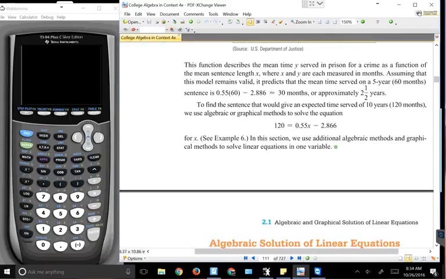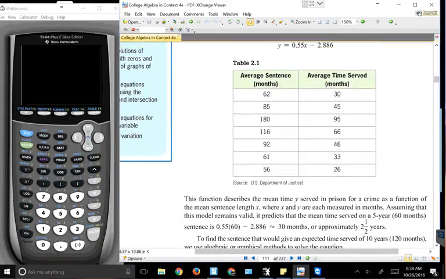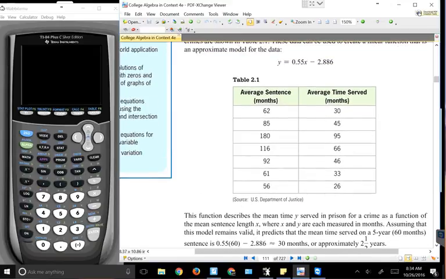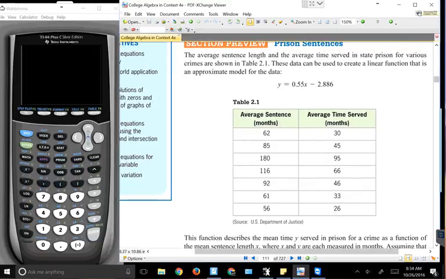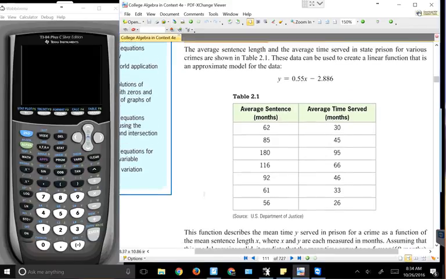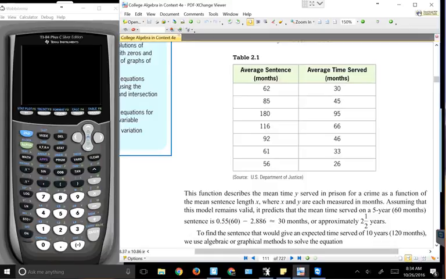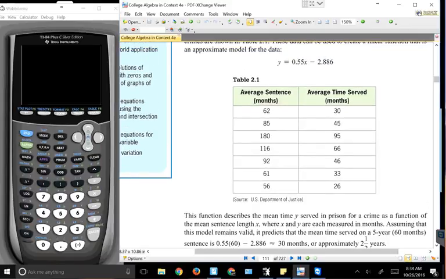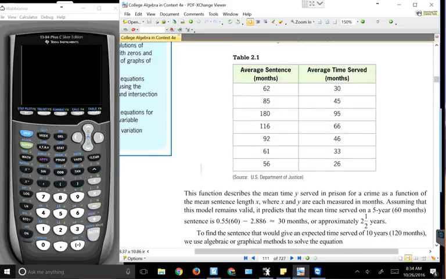Okay? For example, if you want to figure out what's going on, they give you this piece of information here. y is equal to 0.55x minus 2.886. Now they say that this is a model for the data, for average sentence in months and average time served. So you put in the sentence, you figure out how much time is actually served based upon the formula. Okay? So just because you've been sentenced to 180 months doesn't actually mean you'll serve 180 months, according to what this says. Okay? Something goes in, something comes out.